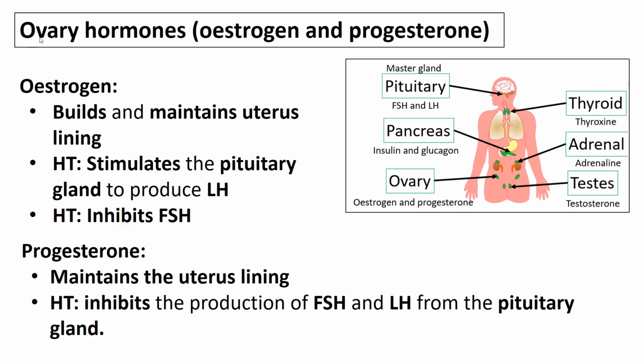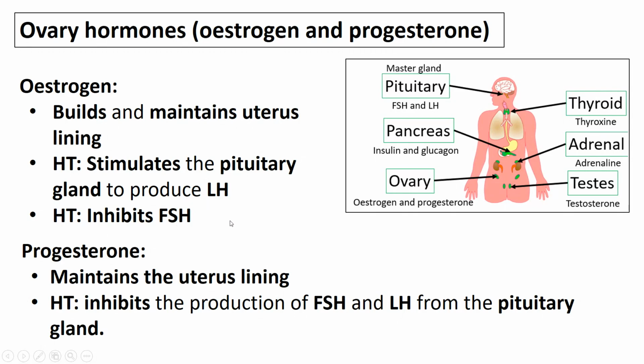So let's have a look at those other hormones, the ones made by the ovary. Here you can see we have estrogen, which builds and maintains the uterus lining. It also stimulates the pituitary gland to produce LH, which remember is that hormone that makes eggs be released. And it inhibits or stops FSH production. Now that sort of makes sense really. If you're going to build and maintain the uterus lining, you're getting ready for a pregnancy. What you don't want to do is produce further eggs. So to stimulate, produce LH will actually, it might make eggs mature, but it will stop them being released, okay?